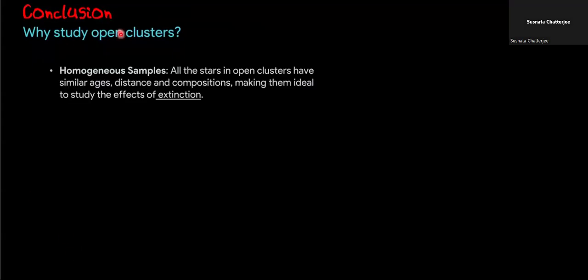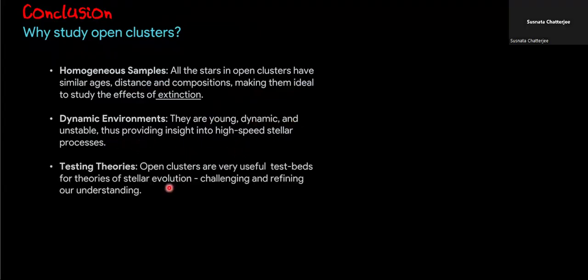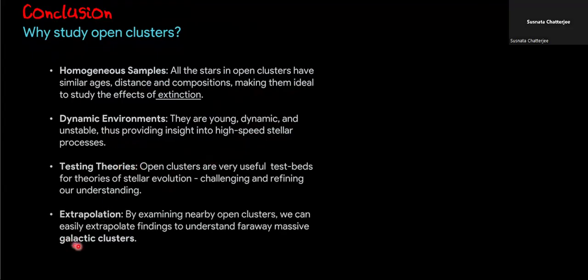So, to conclude, why study open clusters after all? As we already saw, they give homogeneous samples. All stars in open clusters have similar ages, distances, and compositions, making them ideal to study the effects of extinction. Dynamic environments: they are young, dynamic, and unstable, thus providing insight into high-speed stellar processes. Testing theories: open clusters are very useful test beds for theories of stellar evolution, challenging and refining our understanding.